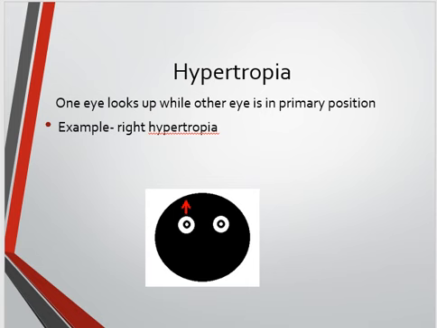Hypertropia. Hyper means up. So when the person is looking straight ahead, one eye will be deviated upwards while the other is looking straight ahead. That is called hypertropia. In this picture, the right eye is deviated up and the left eye is looking straight ahead. That is right hypertropia.